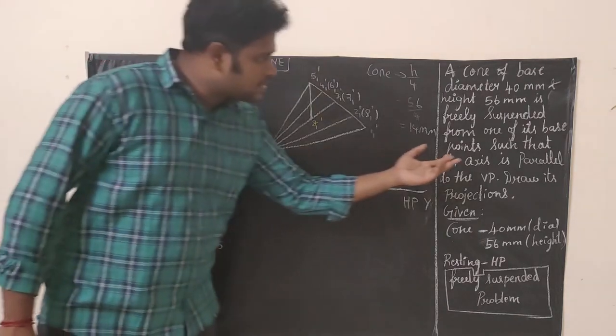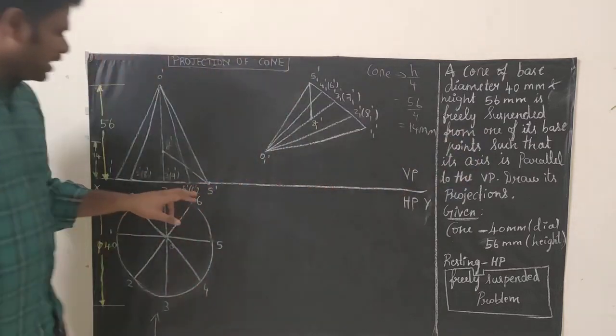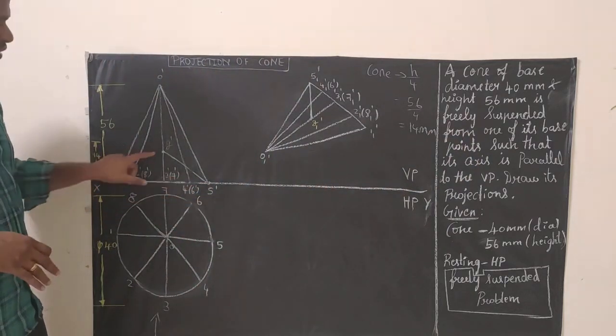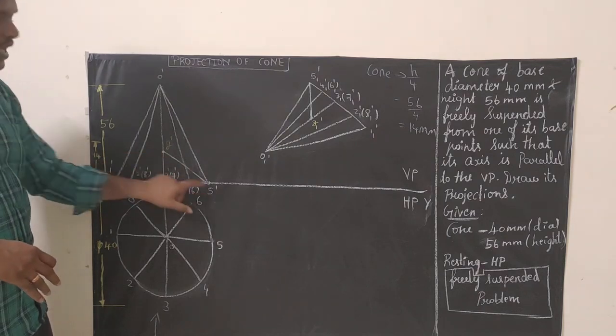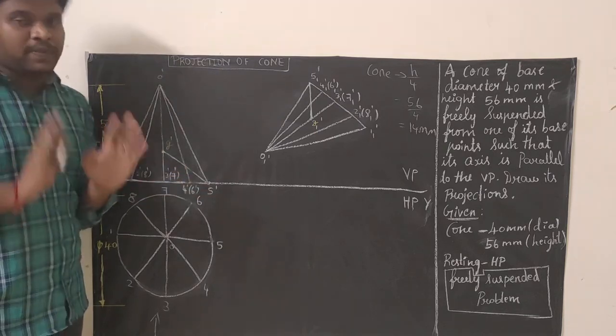So here what they said is freely suspended from one of its base points. Either we can take 5 dash or 1 dash, it is our wish. I have taken 5 dash. Now join G dash and 5 dash, and draw this line very darkly with your HB pencil.